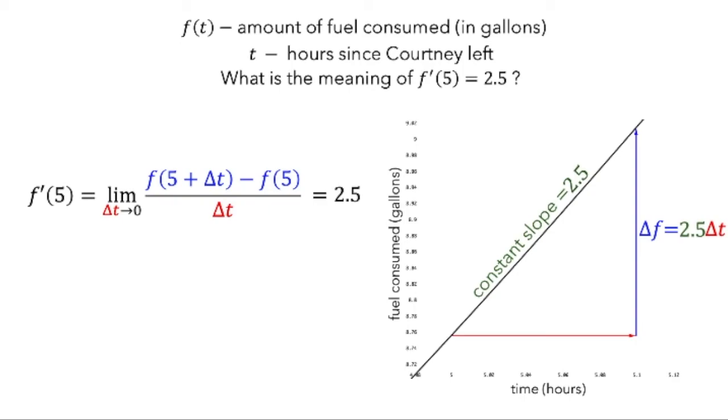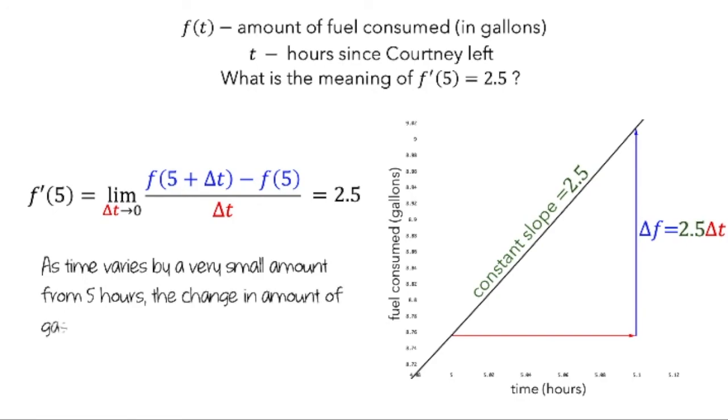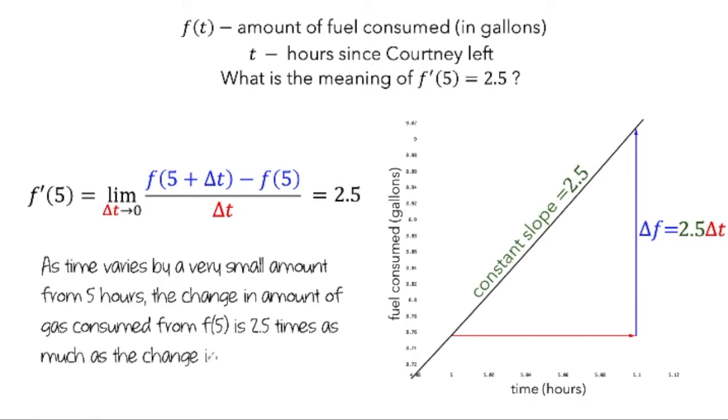Now that we have all this, let's make another attempt at explaining the meaning of f prime of 5 equals 2.5. We can see that this constant slope corresponds to a constant rate for fuel consumed per hour. So we can explain what f prime of 5 equals 2.5 means in the following way. As time varies by a very small amount from 5 hours, the change in amount of gas consumed from f of 5 is 2.5 times as much as the change in time.